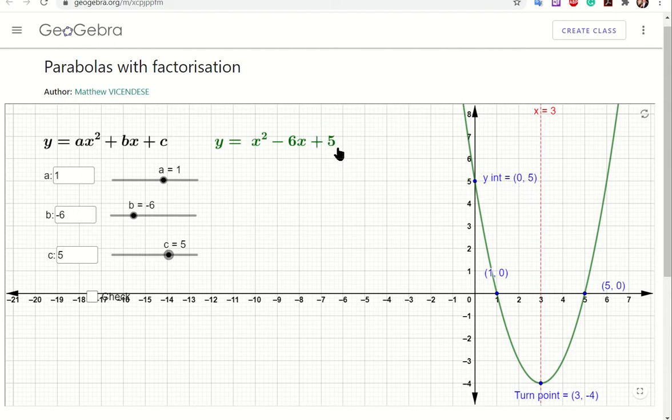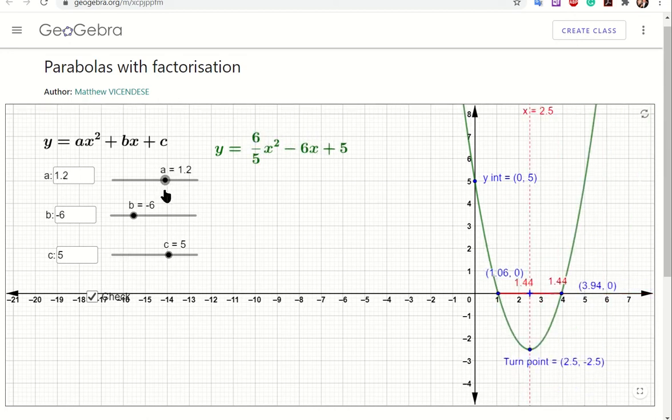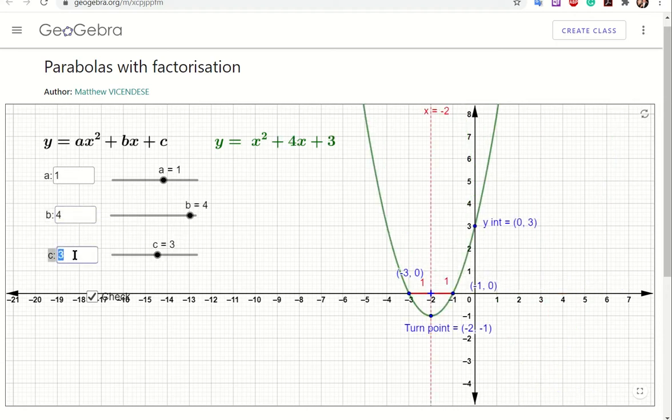Now I'm going to turn on the segments that show the distance between the x-intercepts and the axis of symmetry. Changing the value of a moves the graph around, but notice the distance between both x-intercepts and the axis of symmetry are always equal. And let me change the value of b to 4 and c to 3 just to see a graph on the other side of the intercept.